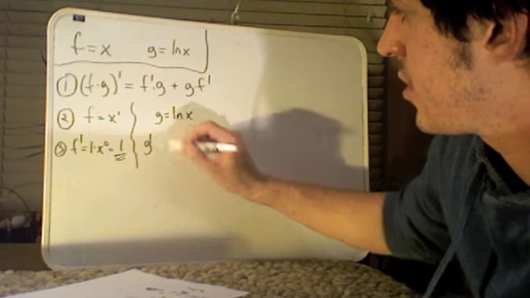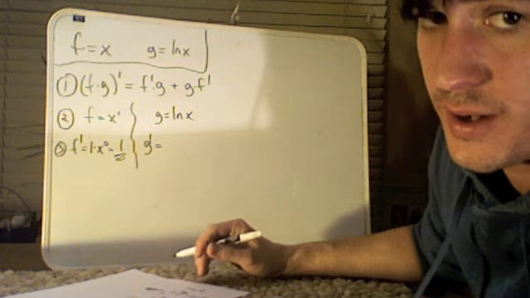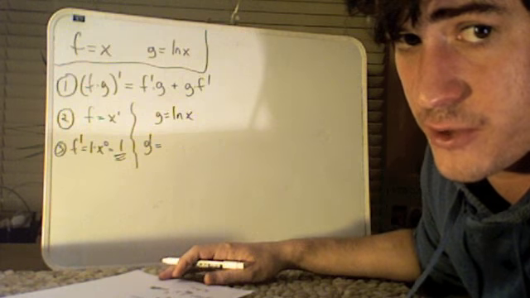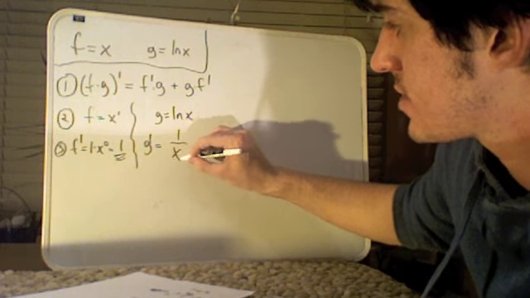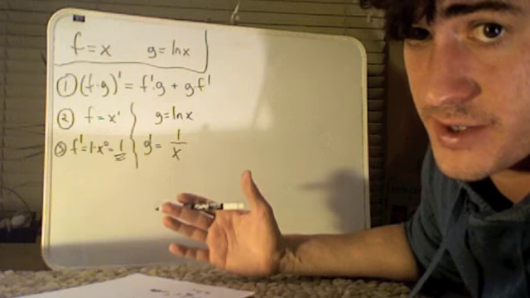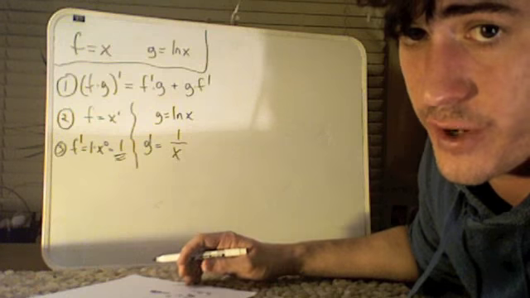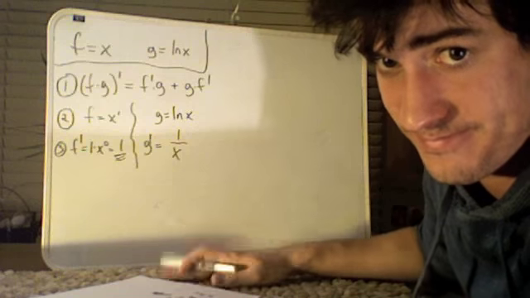G prime. Here's your identity. The derivative of a natural log, and there's no steps that I'm going to show you how to solve this one. I'm just going to tell you what it is: 1 over x. It's just what it is. Just memorize it. The derivative of the natural log is equal to 1 over x. You can look it up online or in a book, anywhere. It's just what it is.